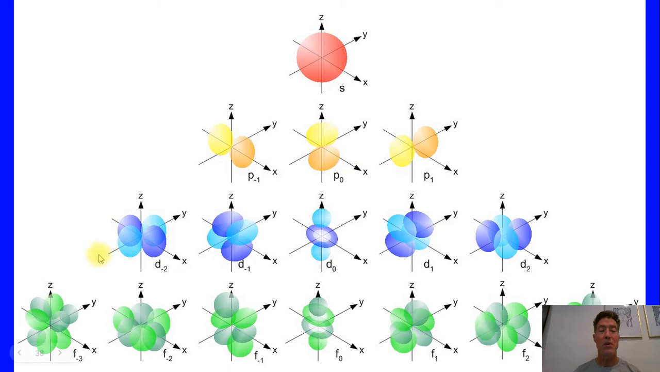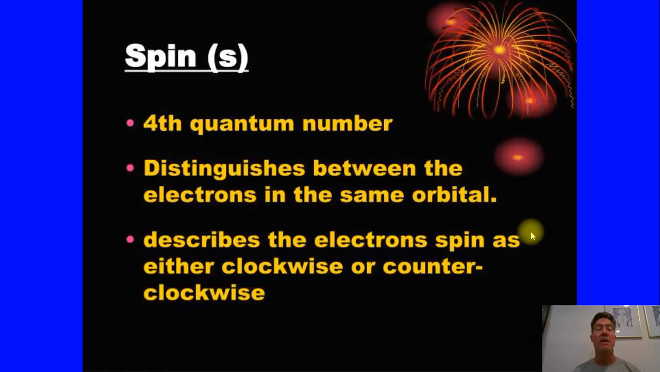If you put them all together, here's what they look like. Here are the S orbitals, the P orbitals, the D orbitals, and the F orbitals. Finally, we talk about spin, because we have to distinguish between the 2 electrons in the same orbital. Remember, every orbital holds 2 electrons. But we have to be able to distinguish each electron from every other. So we have to give them different spin. And so we describe the electron's spin as either clockwise or counterclockwise.